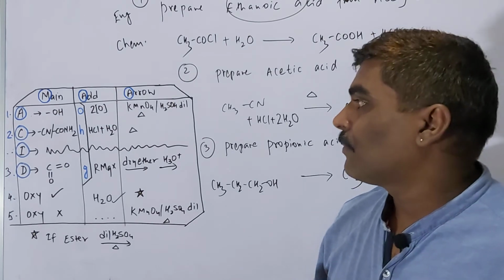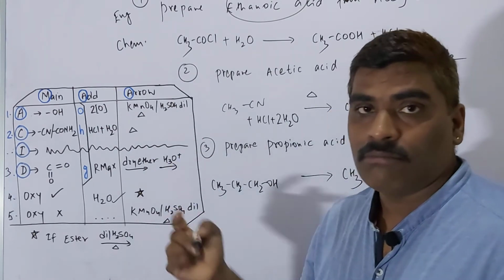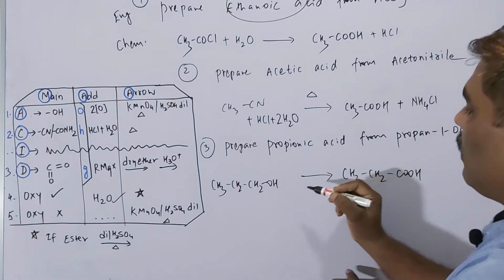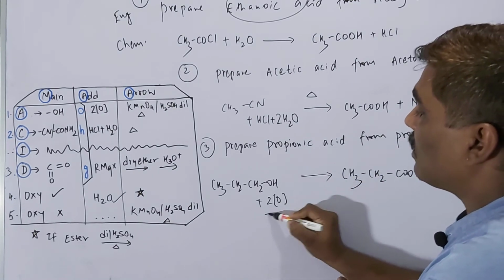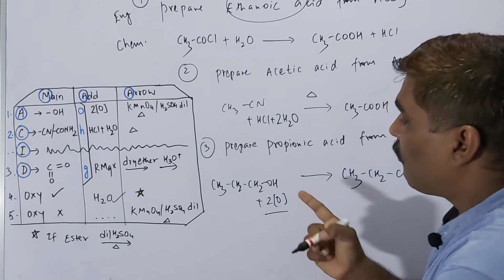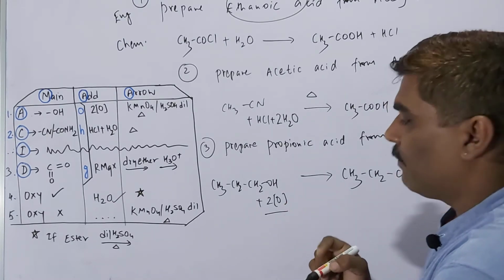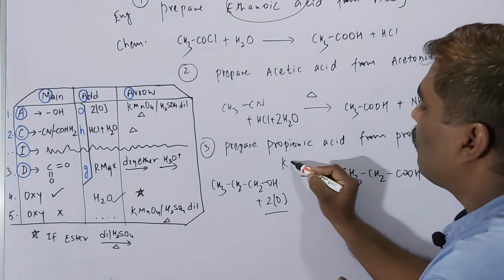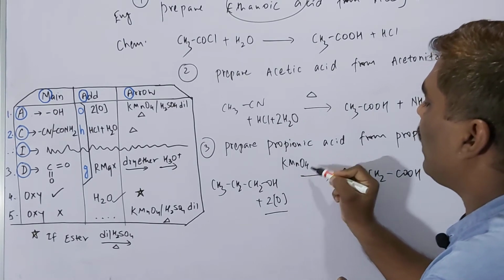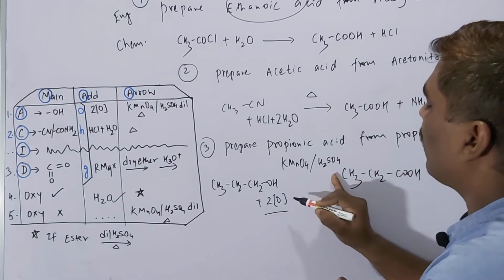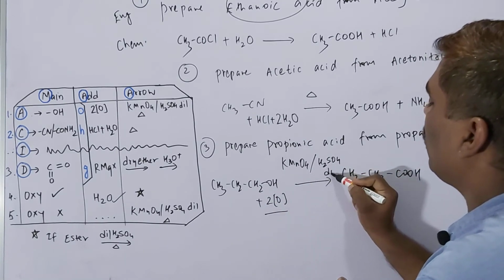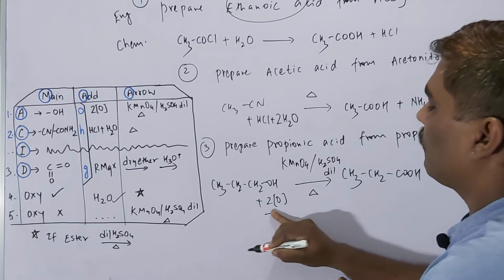Oxidation. And what is there on the arrow is given. Means we are going to write here 2 [O], and this is nascent oxygen. From where is this obtained? This is obtained from potassium permanganate and sulfuric acid. Here we can write dilute and heat.